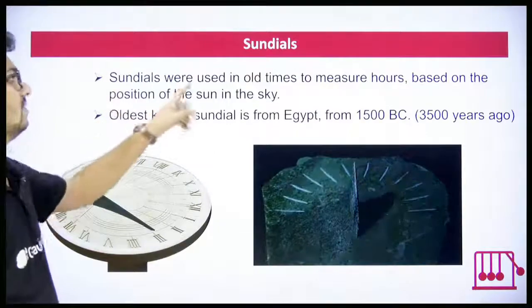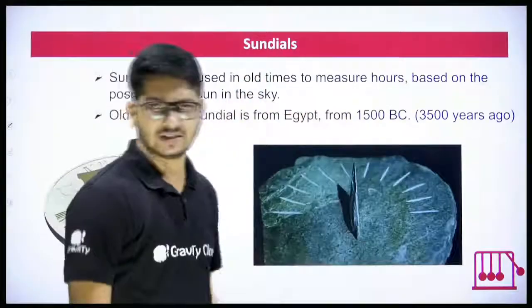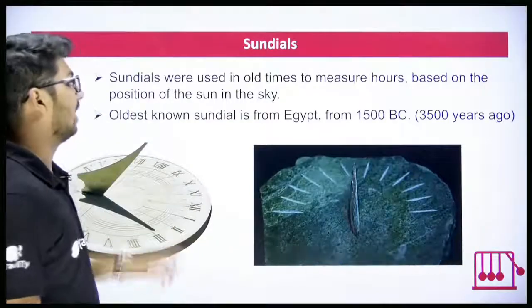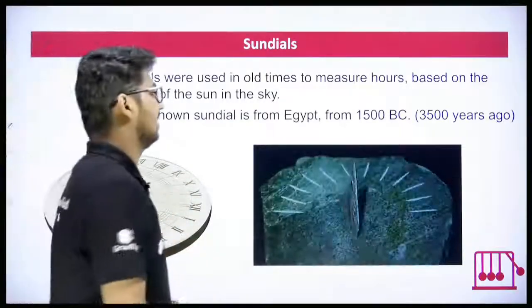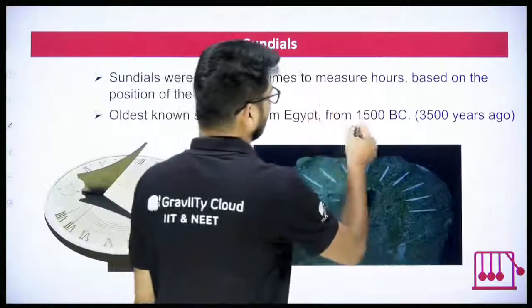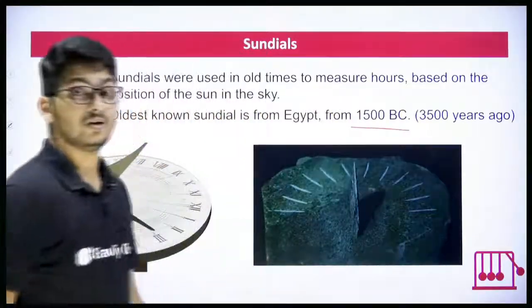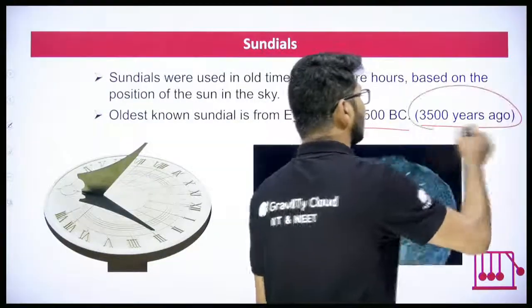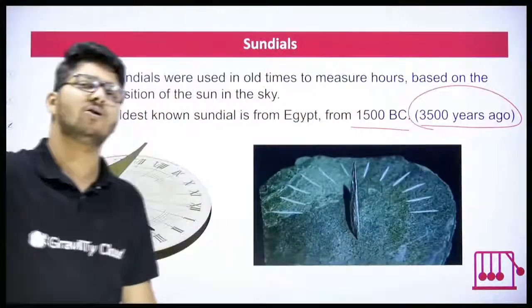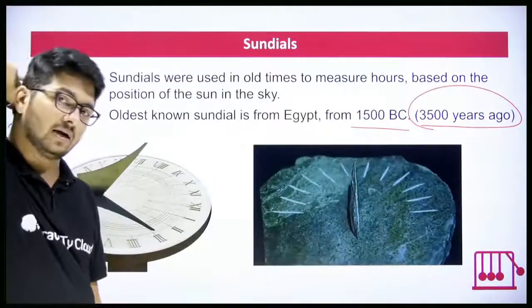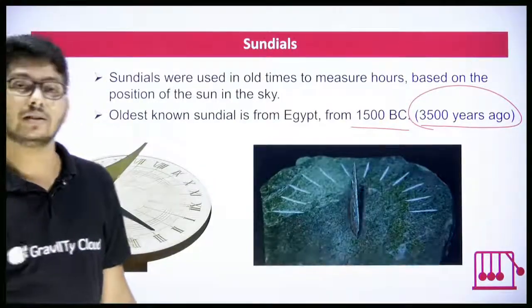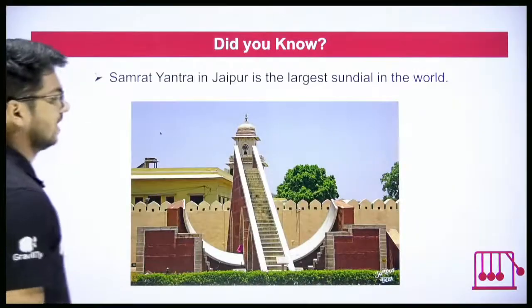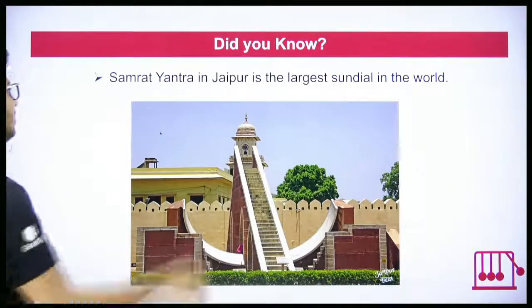Clear? So sundials were used in old times to measure hours based on the position of the sun in the sky. And the oldest known sundial is from Egypt from around 1500 BC. What is 1500 BC? It is 3500 years ago. Long back. Very long back. Even then sundials were there. Good? Okay.